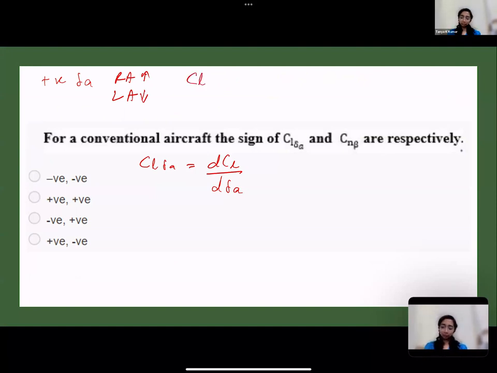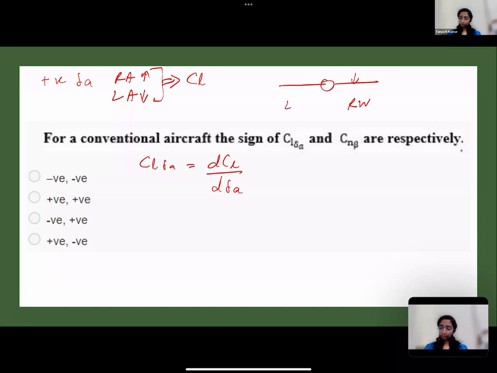Now tell me what CL will this produce, positive or negative? Right aileron up, left aileron down. Will it produce positive or negative rolling moment? Negative. If I deflect my right aileron up, let me just draw this, the lift on the right wing reduces. Lift reduces, no?